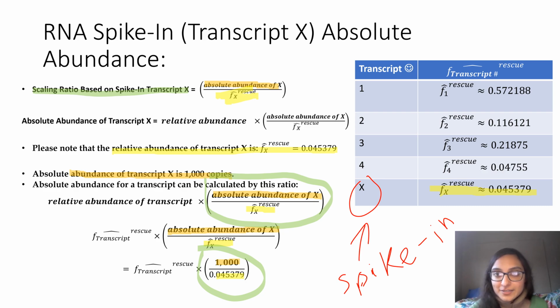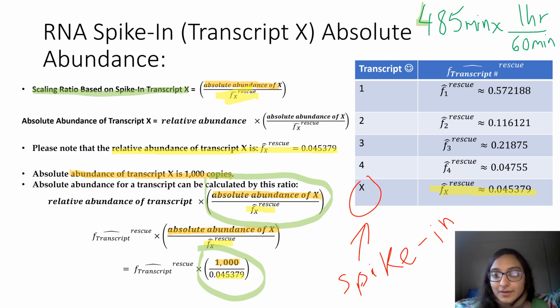Think of it this way: if I tell you something is 485 minutes, how would you convert it to hours? You would say, okay, 60 minutes per 1 hour, and then you can slash out the unit, so this would be equal to 485 out of 60 hours. So that's like slashing and thrashing out the units.